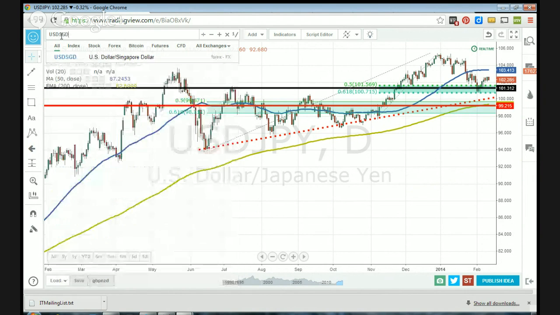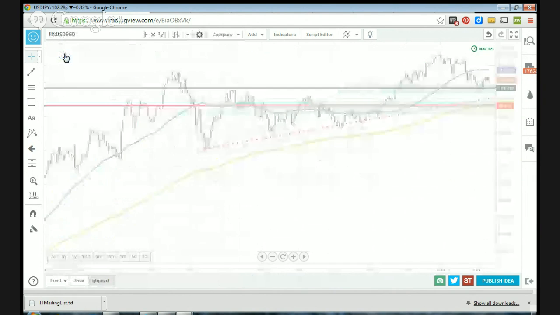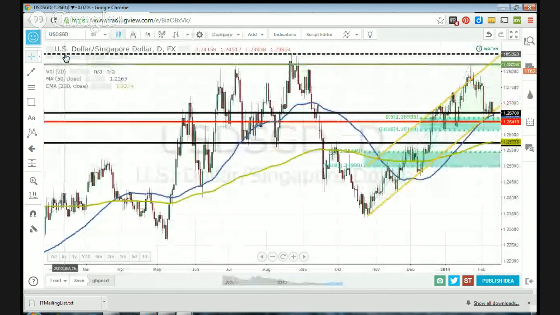Dollar Singapore. Okay, so yeah, this is the one we looked at. My trade got stopped out. Just hit my stop. Such is life. Before reversing. We'll see. I'll take a closer look at this.